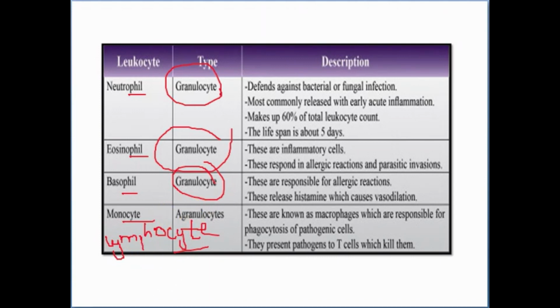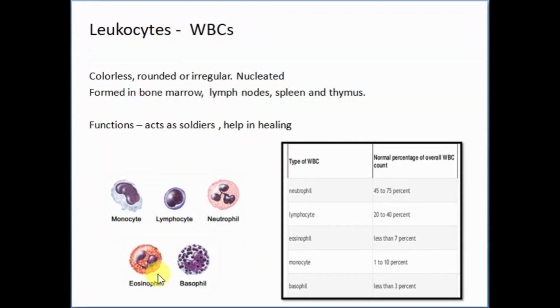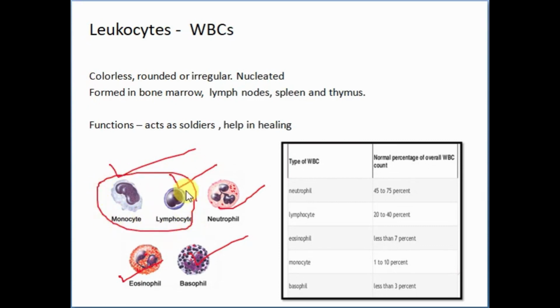Here if we see the diagram, you can see that neutrophils, eosinophils, and basophils have these small dots. These are granules. Here also you can see these dots, these are granules. Here also you can see these dots. But in the case of lymphocyte and monocyte, these granules are absent. In this diagram also you can notice this.